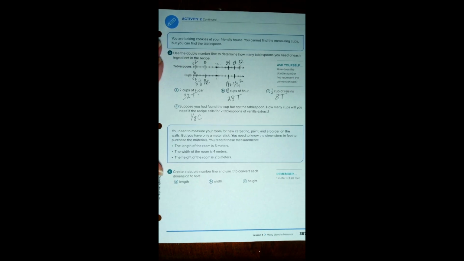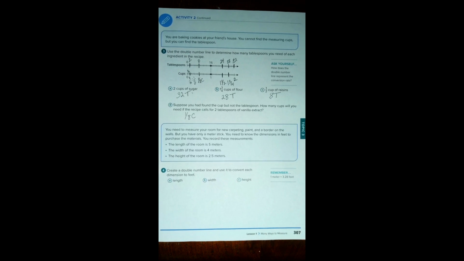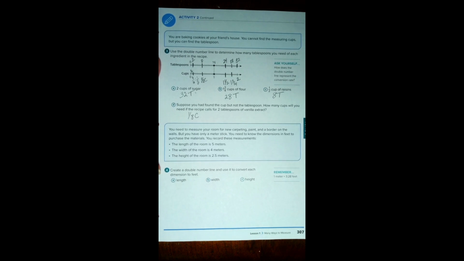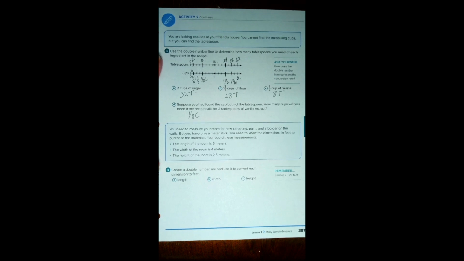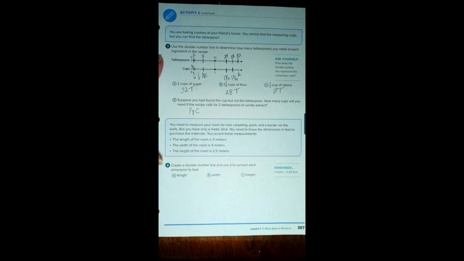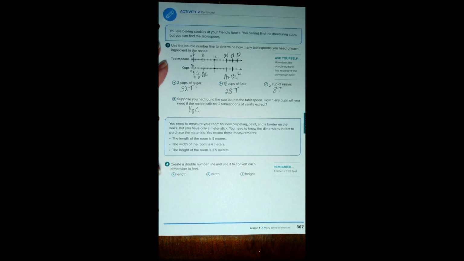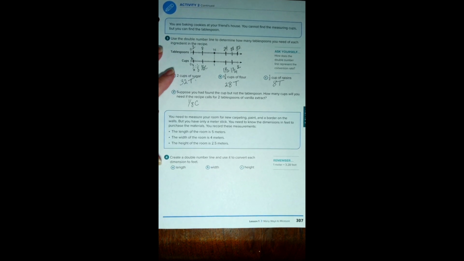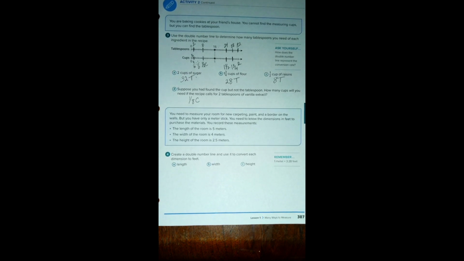You need to measure your room for new carpeting, paint, and border on the walls, but you only have a meter stick. You need to know the dimensions in feet to purchase materials. You record these measurements. The length of the room is 5 meters, the width is 4 meters, the height is 2.5 meters. Create a double number line and use it to convert each dimension to feet.